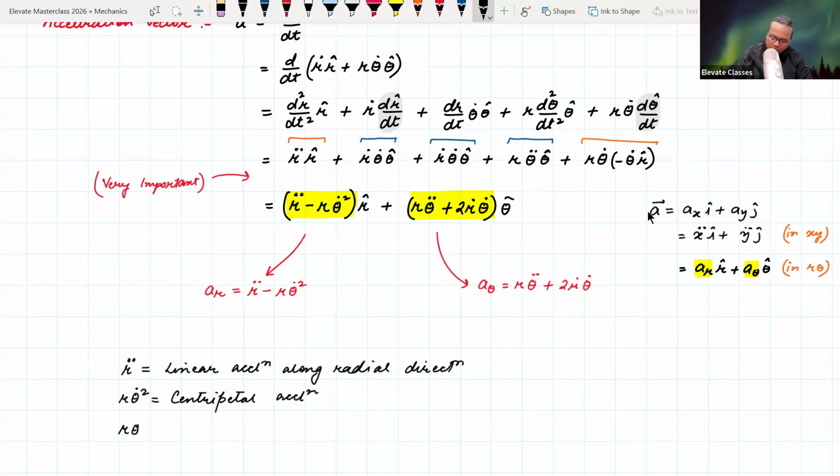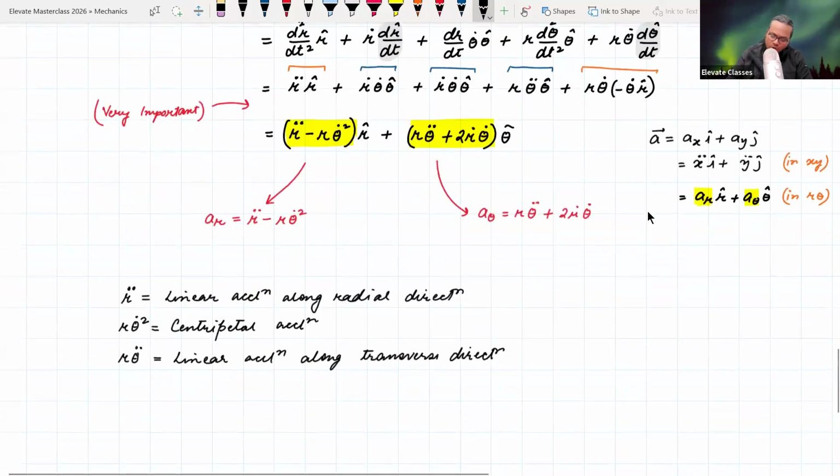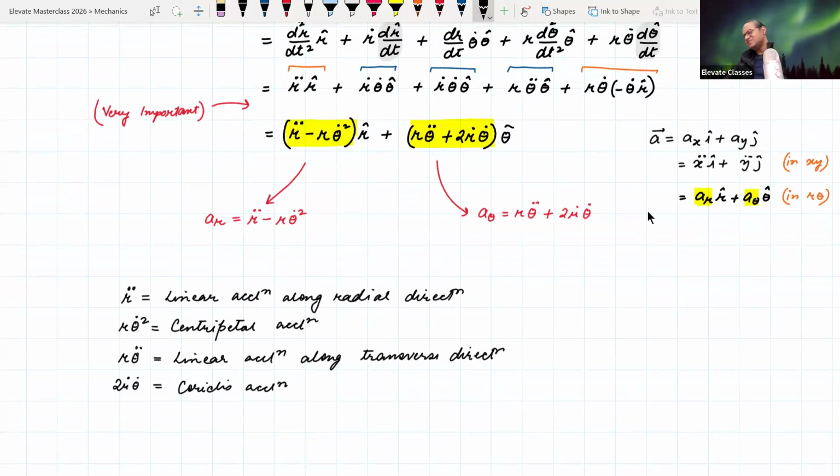What is r theta double dot? This is linear acceleration along transverse direction, and what is 2r dot theta dot? 2r dot theta dot. It is nothing but what is called Coriolis acceleration. Don't worry about it. If you don't remember these names, doesn't really matter.